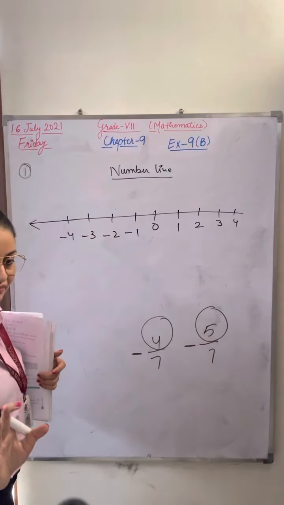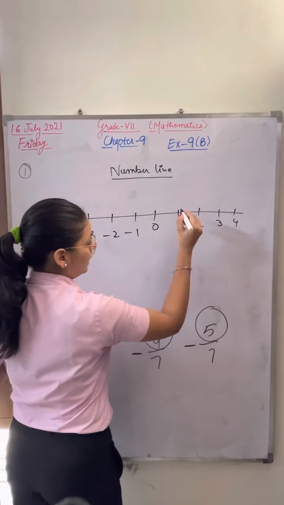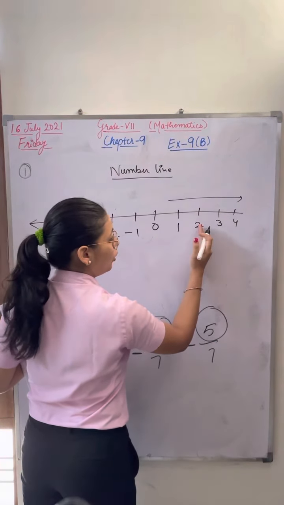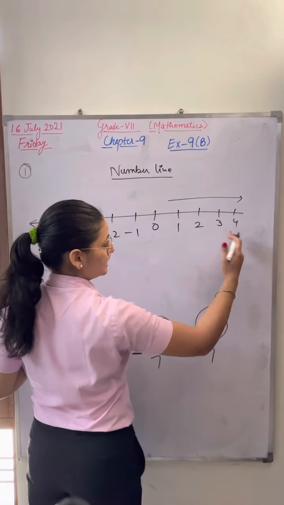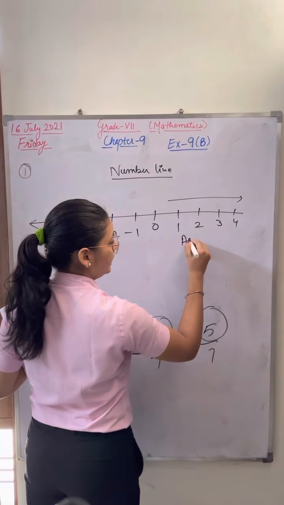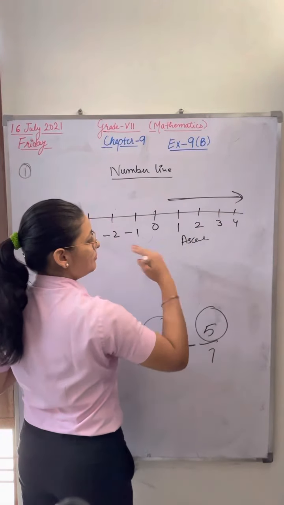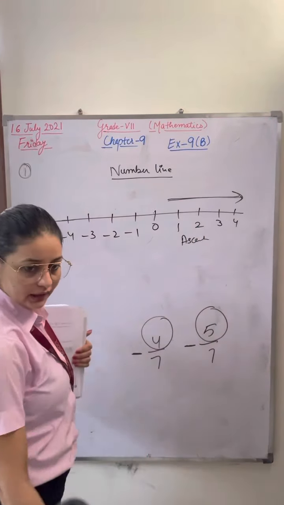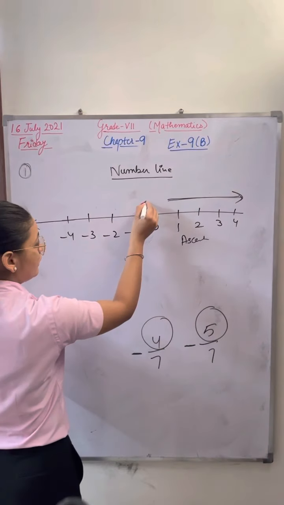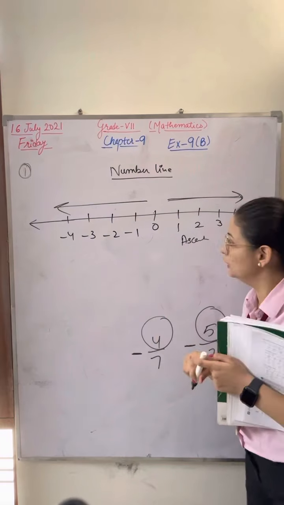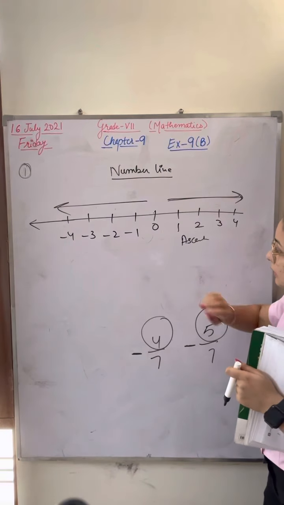Now if I am moving to the right hand side, this is bigger, then this is more bigger, biggest. These are given in ascending order. This is the order, bigger to bigger. And if I'm talking about the left hand side, which will be the bigger value?